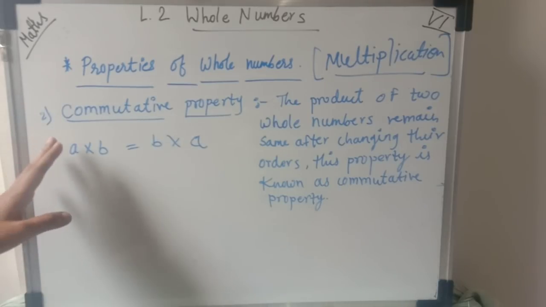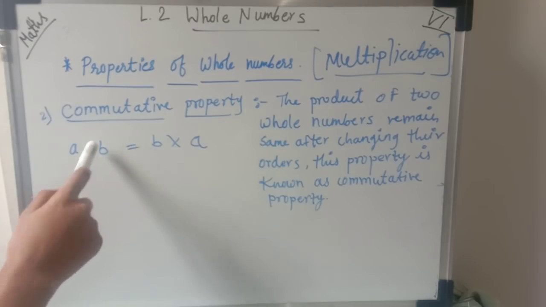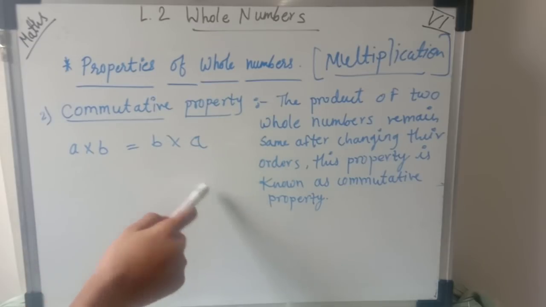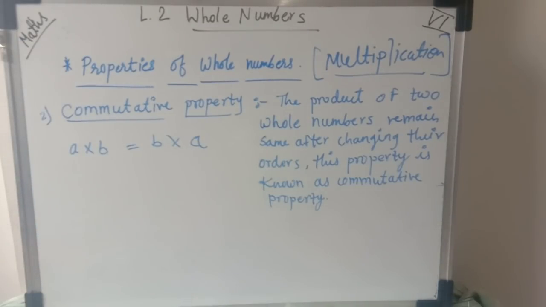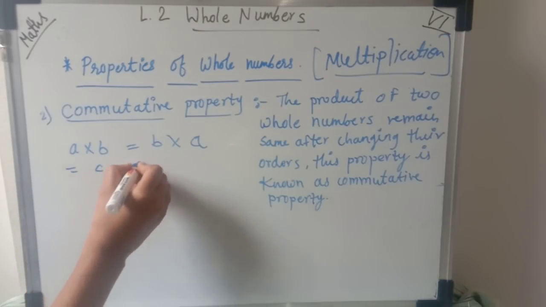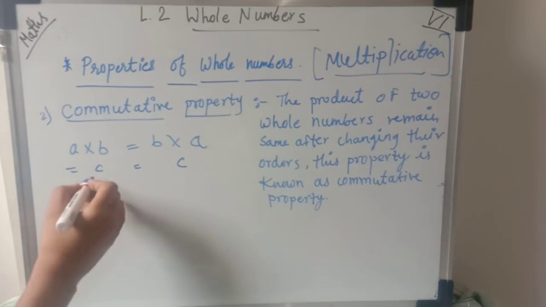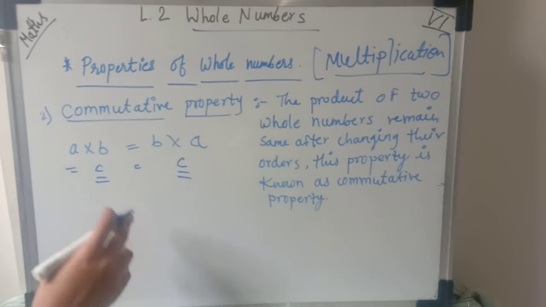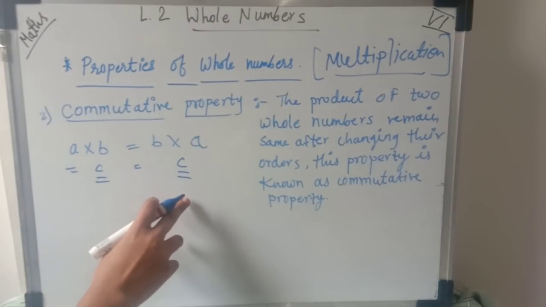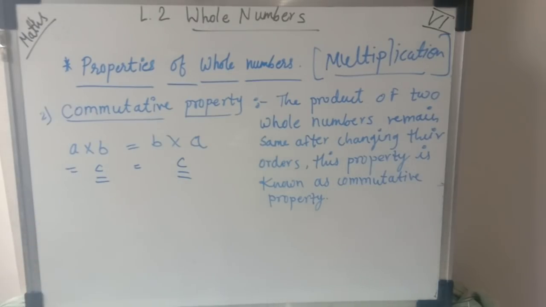Here see, on my left hand side A multiplied by B is there. If we change their places, B multiplied by A, at that time also we'll get the same answer. If A multiplied by B is equal to C, then B multiplied by A is also C, meaning the value does not change. Here the order does not affect their product. So let's take an example.